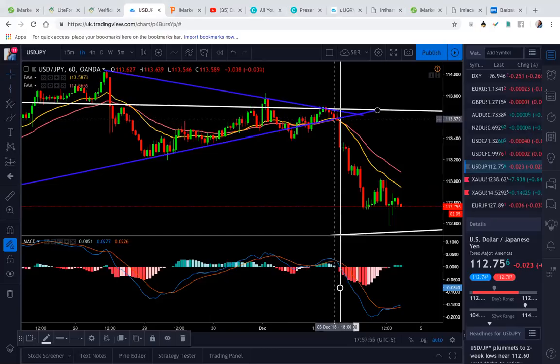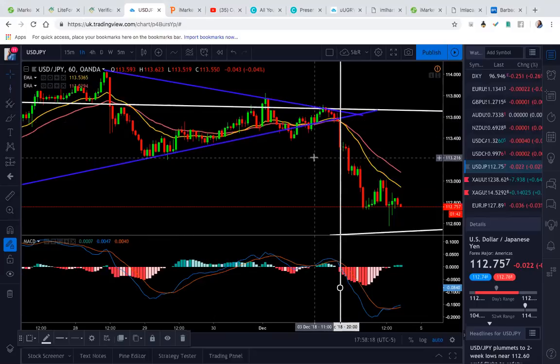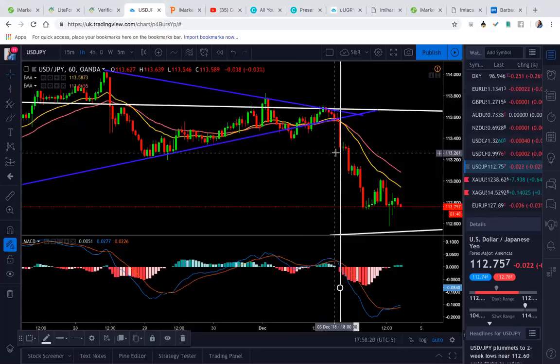So we have that here. We have the 20 moving average line crossing the 35 moving average line. And then we also have the blue line on the MACD crossing with the red line. So there and then, that would have been my entry. I would have entered right there. It's really, really simple, very easy.